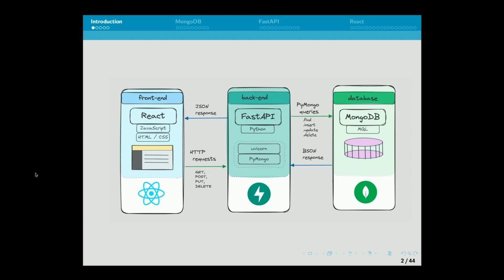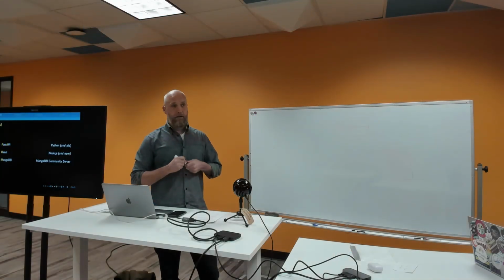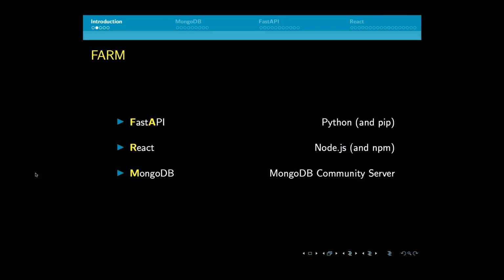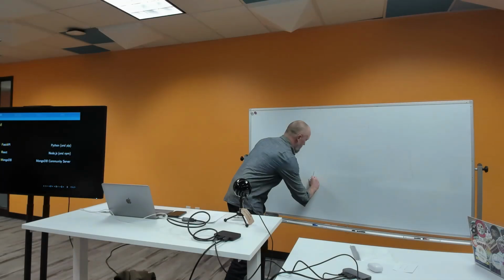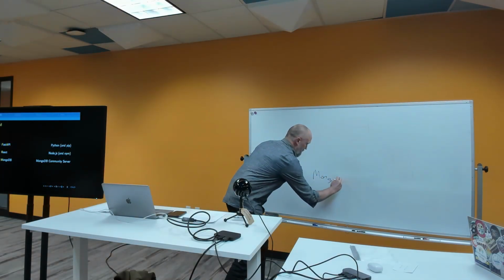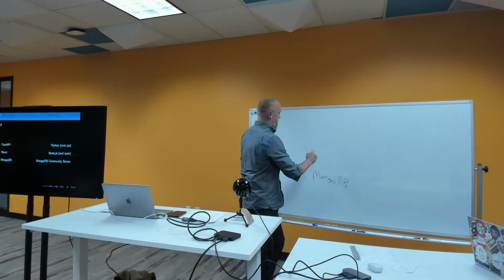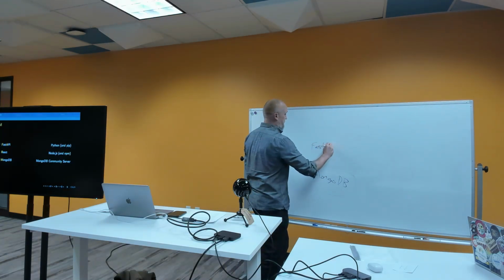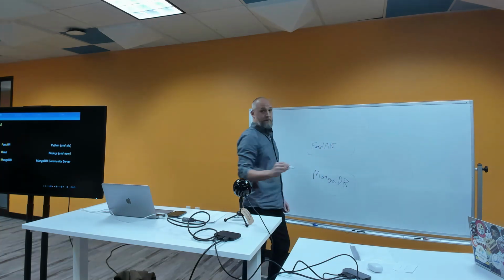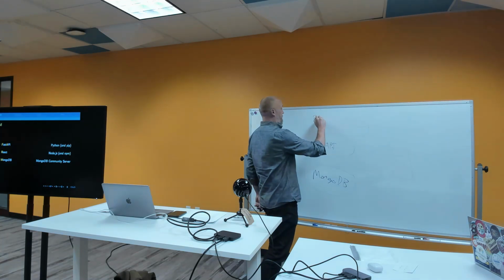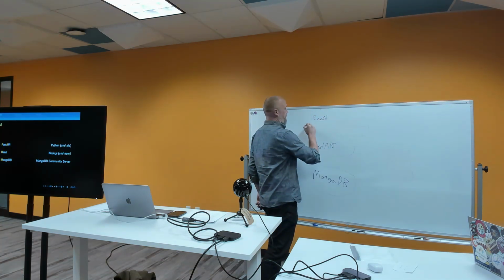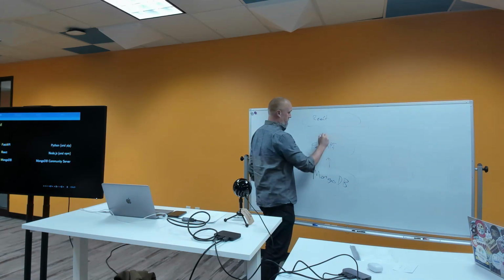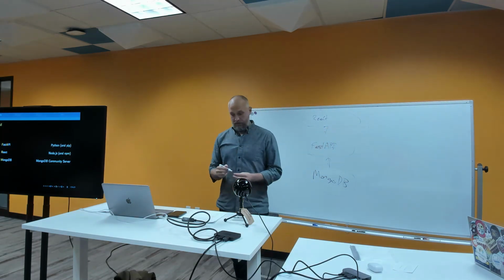Okay, so farm stack. F is FastAPI, which is a Python framework. R is React, JavaScript, and M is MongoDB. So it's a Mongo database. You've got FastAPI on the back end, Python thing, and then React. Okay, so we need to set these things up and make all these connections.